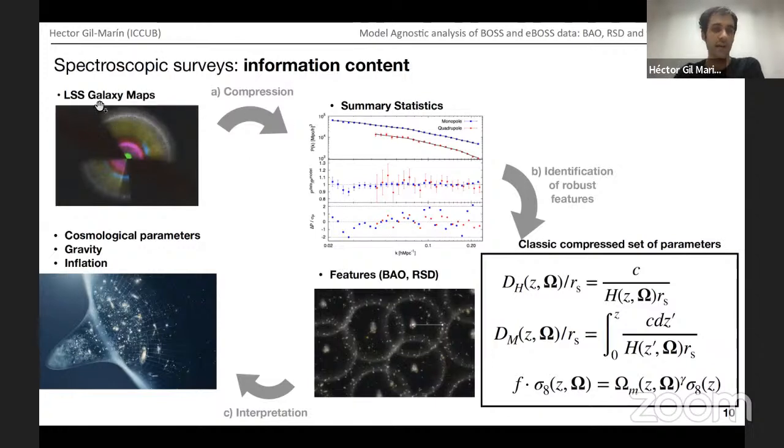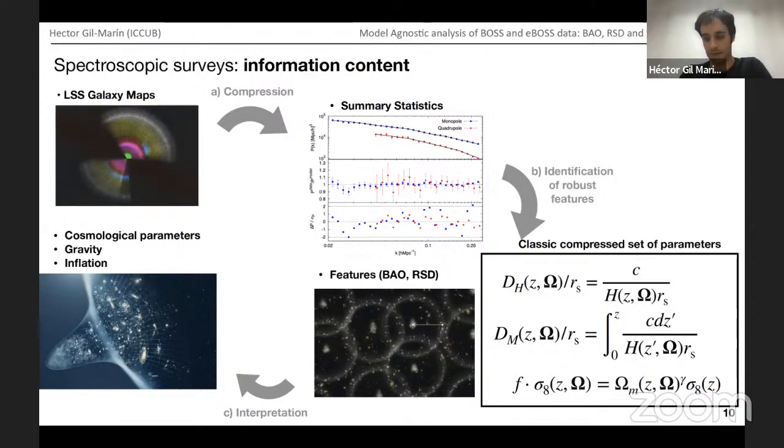So we have our raw galaxy maps. They are compressed in terms of summary statistics, namely the power spectrum. From the power spectrum, we extract these three variables per redshift bin. And assuming now a cosmology model, we can interpret these three variables and say something about the cosmological parameters of lambda CDM or extension models, gravity, inflation, etc. So this is how the large-scale structure analysis was done in the official BOSS and eBOSS analysis.